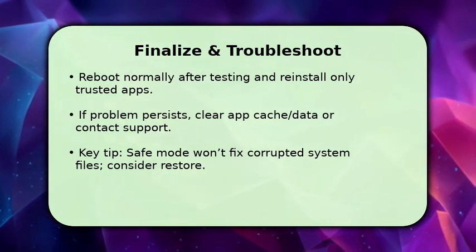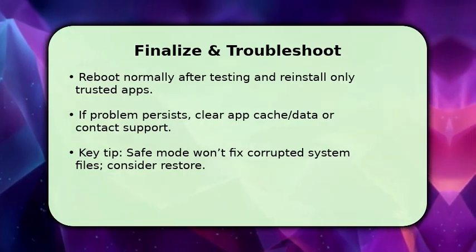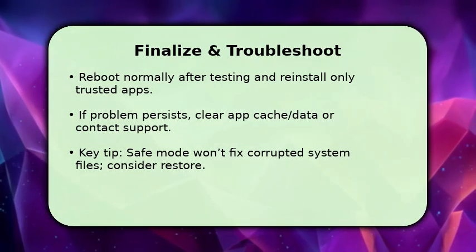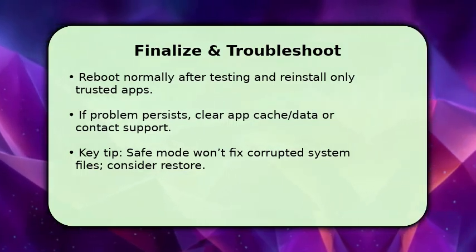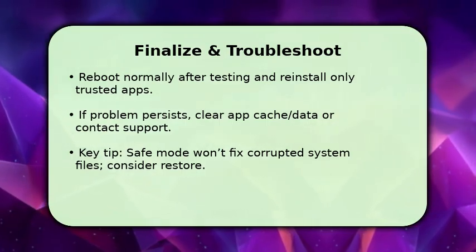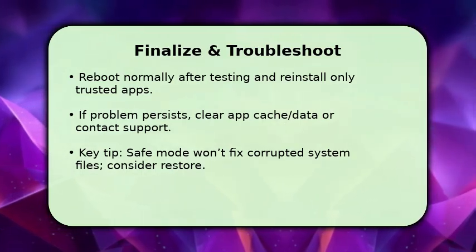If a problem persists outside safe mode, clear the app cache or data, then test again because residual data can cause repeats. Should nothing improve, contact developer support or prepare for a system restore. Safe mode isolates apps but won't repair corrupted system files. One key tip: if apps work in safe mode but not normally, look for a startup service.